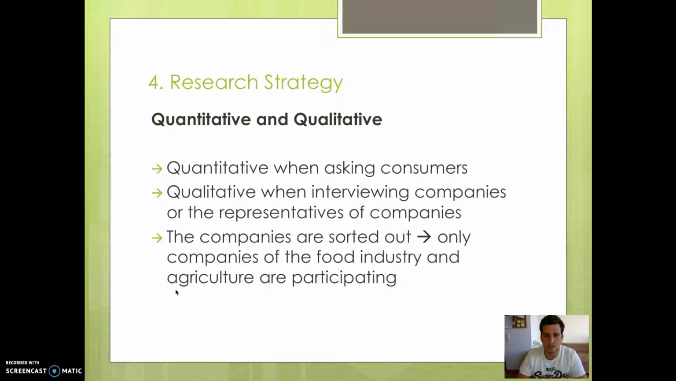So for these consumers, I'm going to use the quantitative approach, but for the companies, I have to use a qualitative approach, as I really have to sort out which companies I'm going to talk to. I cannot just randomly choose companies of all fields. They have to be from the food industry or agriculture, and they have to fulfill certain requirements in the area of size and regionality. So I really have to make sure that the company I'm talking to is an Austrian company. Otherwise, it would not fit into my research area.